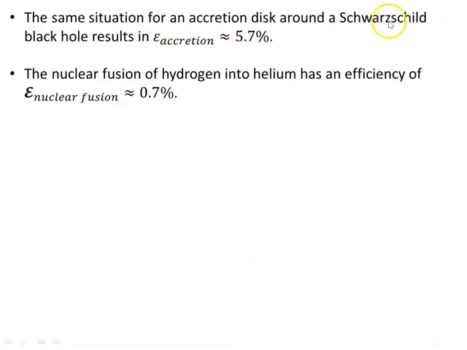The same situation with an accretion disk around a Schwarzschild black hole results in epsilon accretion being approximately 5.7% of the particle's energy, which is given out as radiation. It's converted away as radiation, so it's lost. So 5.7% is a fair bit less than 33.4%. But to compare both of those figures with something a bit more familiar, nuclear fusion of hydrogen into helium has an efficiency, epsilon nuclear fusion, of approximately 0.7%. And 0.7% of the mass is liberated as energy, as radiation. So these black hole accretion disks are liberating huge quantities of energy, absolutely phenomenal. Okay, I'll leave it there. Finish now.